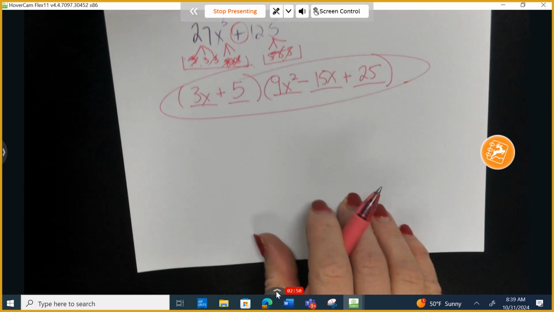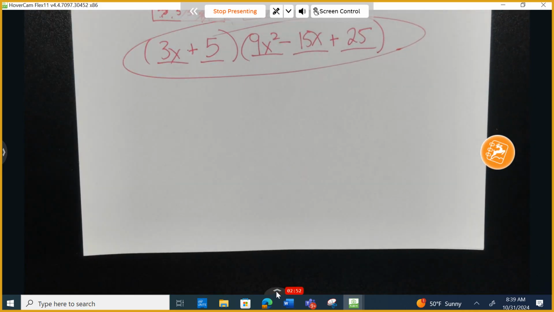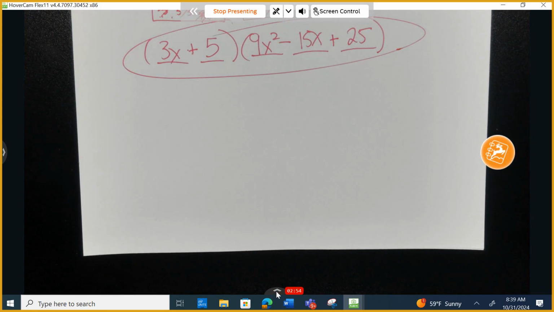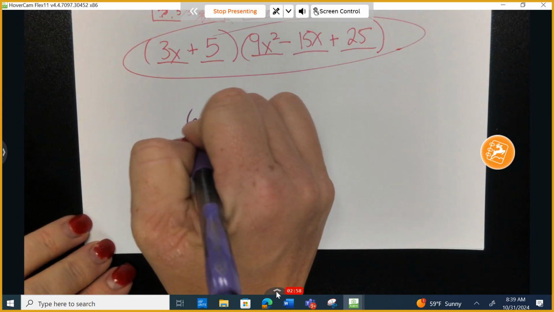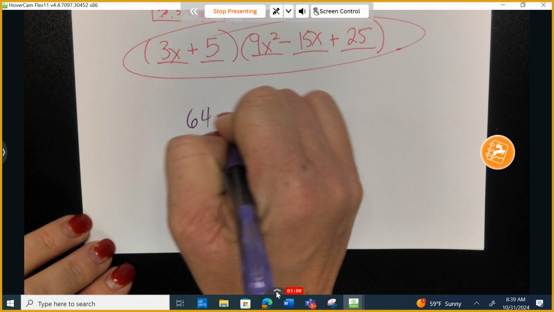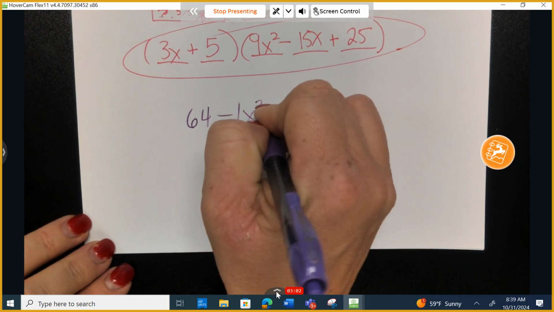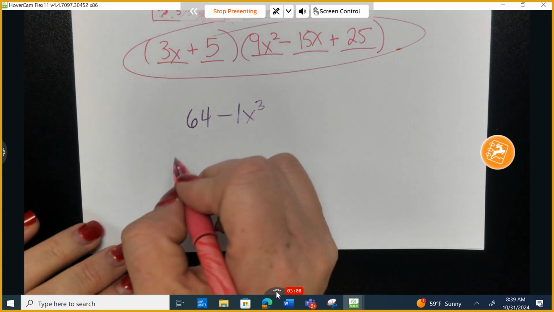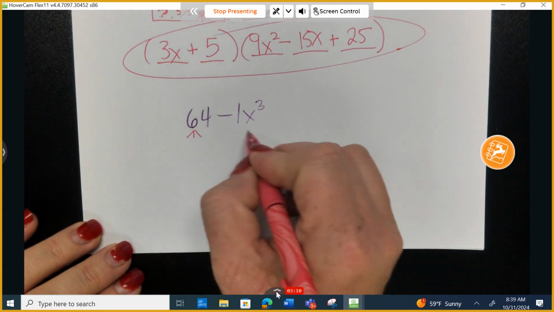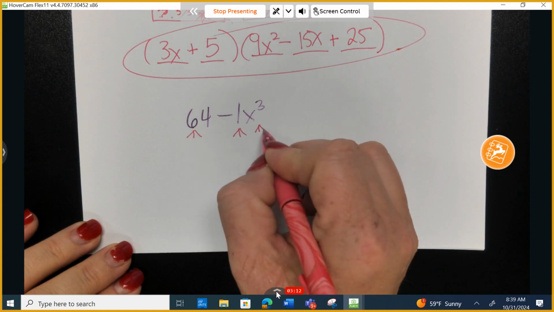Alright, if you are currently in class or watching this video, I'd like you to write down the third and final practice problem, and I'd like you to try it. 64 subtract 1x cubed. I'm trying to trick you here. I'm going to give you a chance to try this, and then I'm going to come back and finish it.